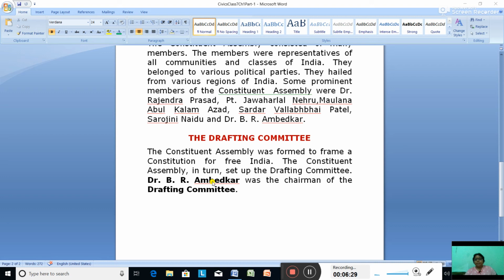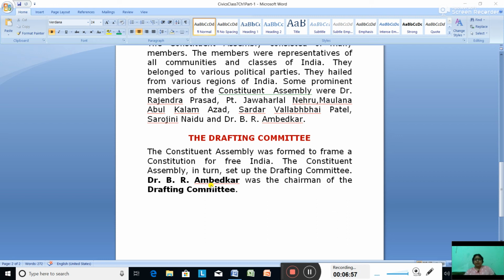Bag of borrowing means what? The constitution makers referred to the constitutions of different countries, for example USA, UK, Ireland, and the good points were included in our constitution. They have taken the good points. So it is known as a bag of borrowing.